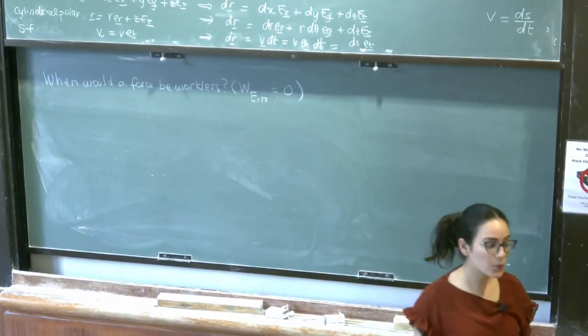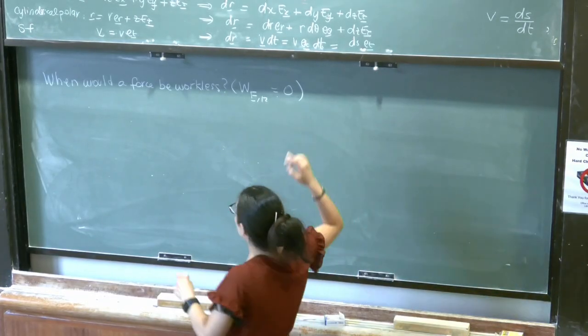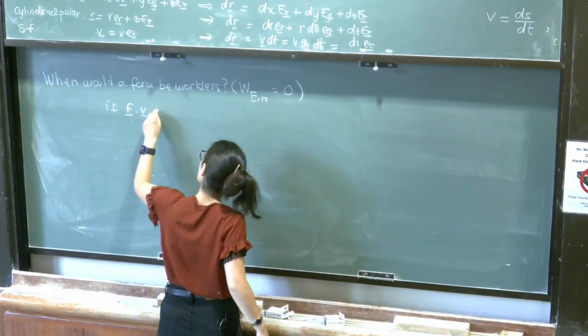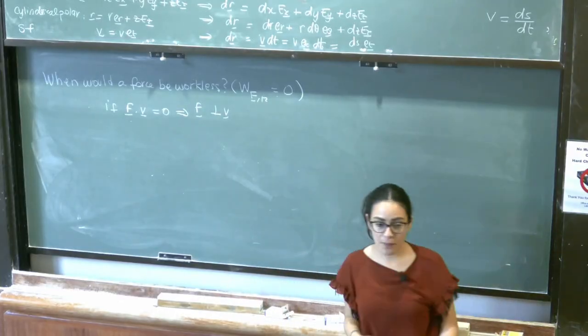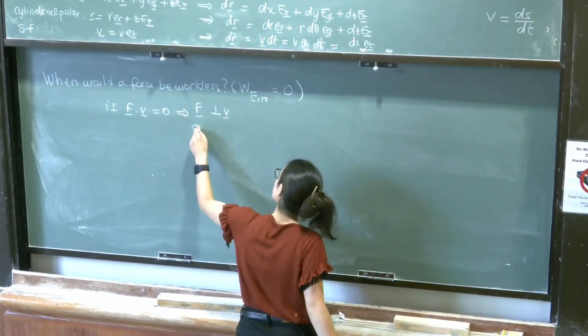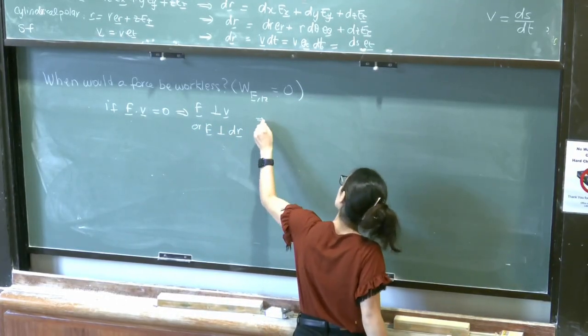When would a force be workless? Under what conditions? What would need to be perpendicular? Exactly. If F and v are perpendicular, F dot v equals 0. In other words, if the force is perpendicular to v, the velocity, or the force is perpendicular to the displacement, then the force is workless.